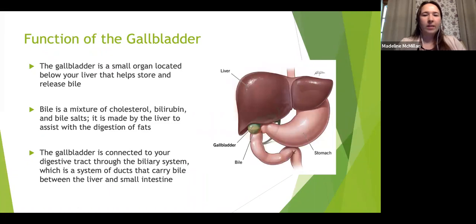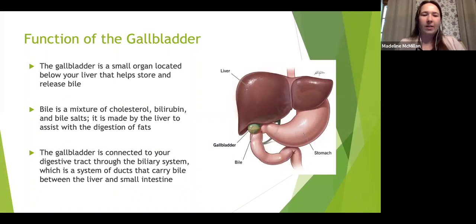So first of all, what is the gallbladder and what does it do? The gallbladder is just a little sac that's tucked under your liver. It helps to store and release bile. Now, it doesn't make bile, it just holds it until you're ready to eat. And bile is a mixture of cholesterol, bilirubin, and bile salts. It's made by your liver, and it's really important for the digestion of fats.